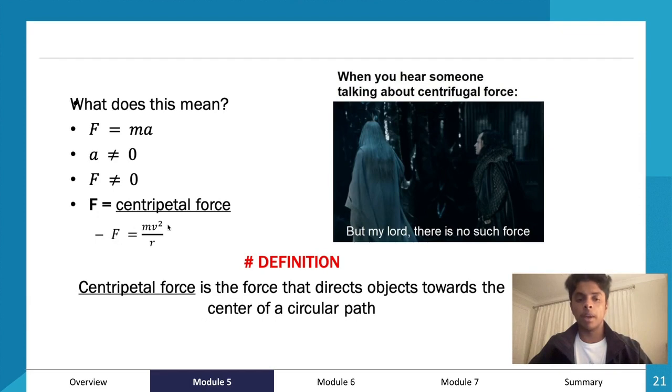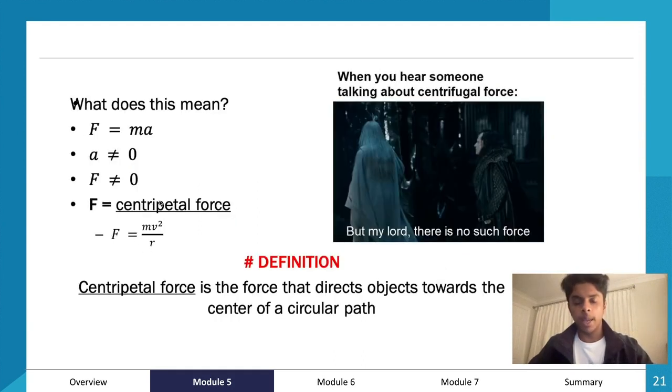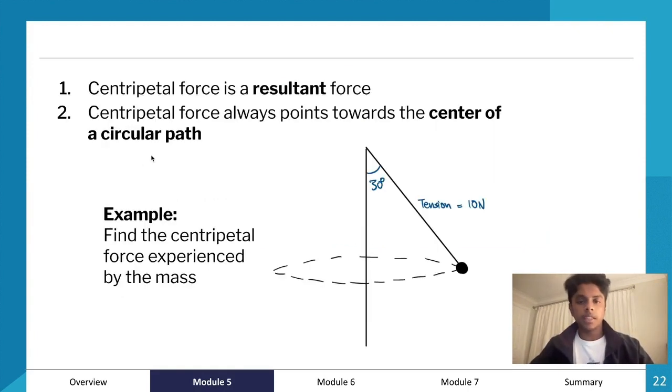Because it's F is equal to ma. And so by the equation A is equal to V squared over R, we can get F is equal to mv squared over R. So the definition then: centripetal force is the force that directs objects towards the center of a circular path. That's what you would say the definition would be. As I mentioned before, centripetal force is a resultant force, and it always points towards the center of a circular path. So always towards the center.